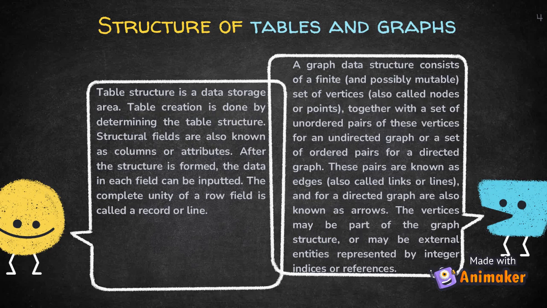A graph data structure consists of a finite and possibly mutable set of vertices, also called nodes or points, together with a set of unordered pairs of these vertices for an undirected graph, or a set of ordered pairs for a directed graph. These pairs are also known as edges, also called links or lines, and for a directed graph are also known as arrows. The vertices may be part of the graph structure or may be external entities represented by integer indices or references.